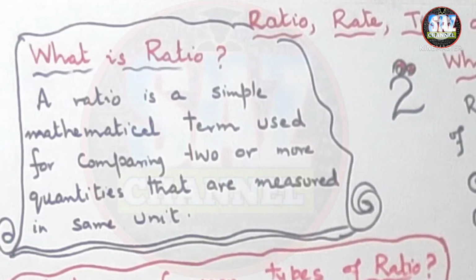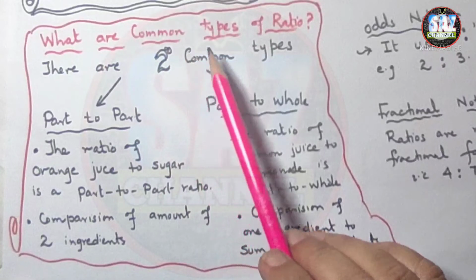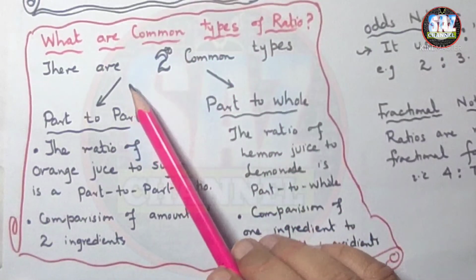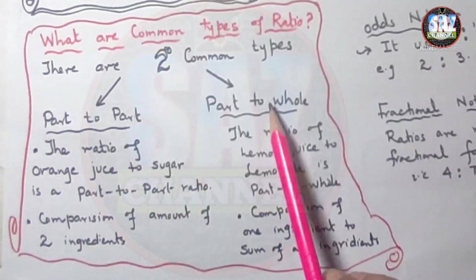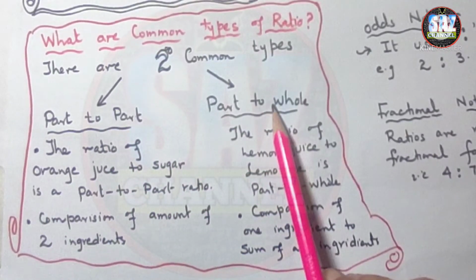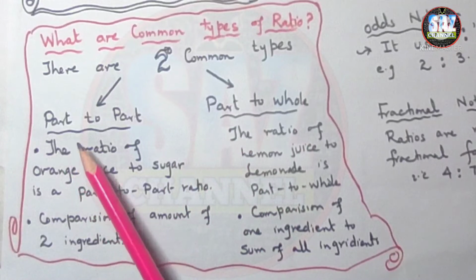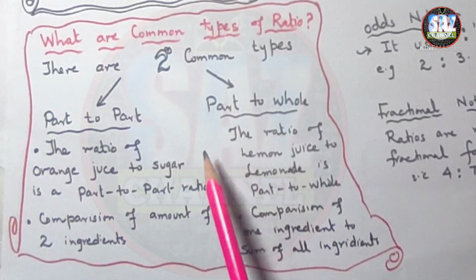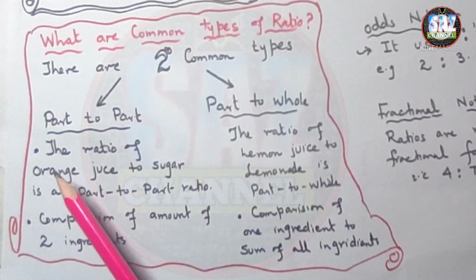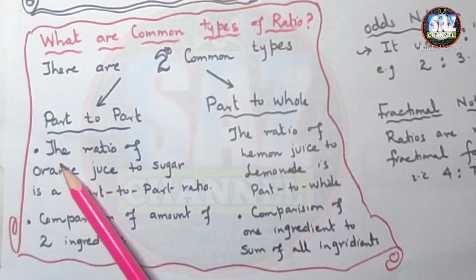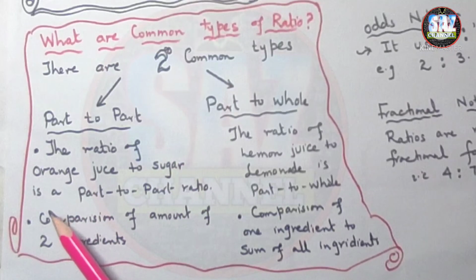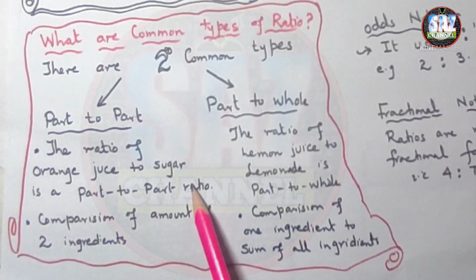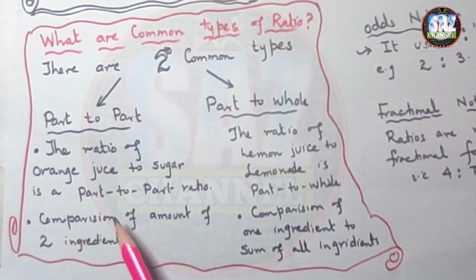Coming to the second important concept, what are the common types of ratio? There are two common types of ratio. One is part to part and the other is part to whole. Let's try to understand the meaning of part to part and part to whole ratio. Let's take the example of the ratio of the orange juice to sugar. Then it's the example of part to part ratio. Here we are comparing the amount of two ingredients.